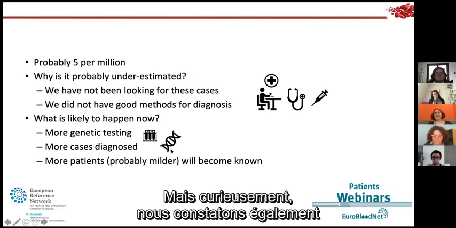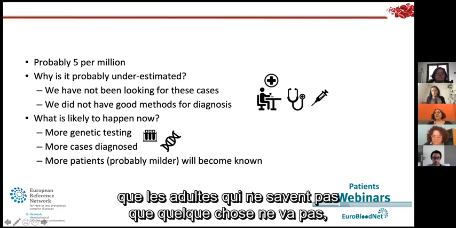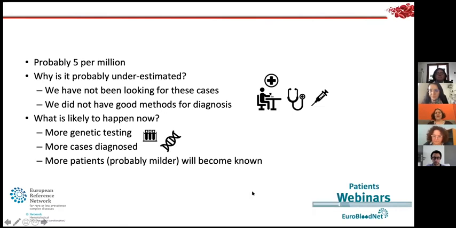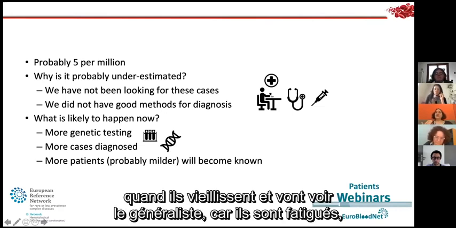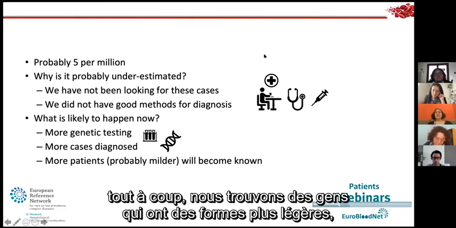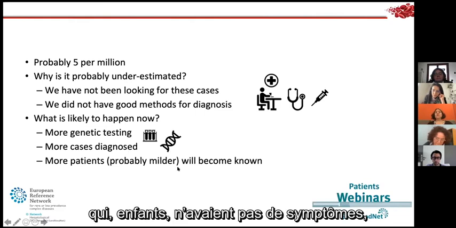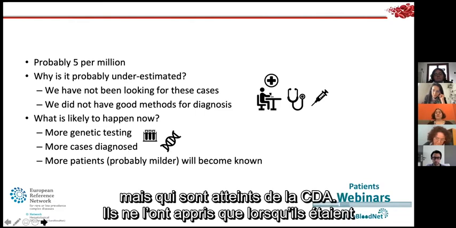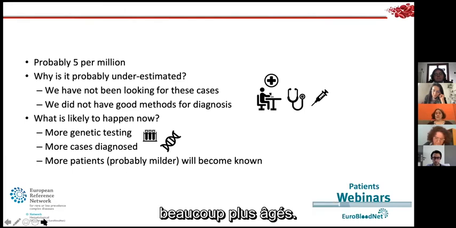But interestingly, we're also finding that adults who've not known that they had anything wrong with them, as they're getting older and they go and see the GP to say they're very tired, they're found to have anemia. Suddenly we're finding people who are milder, who didn't present as children, but who turn out to have CDA that they didn't know about until they were much older.